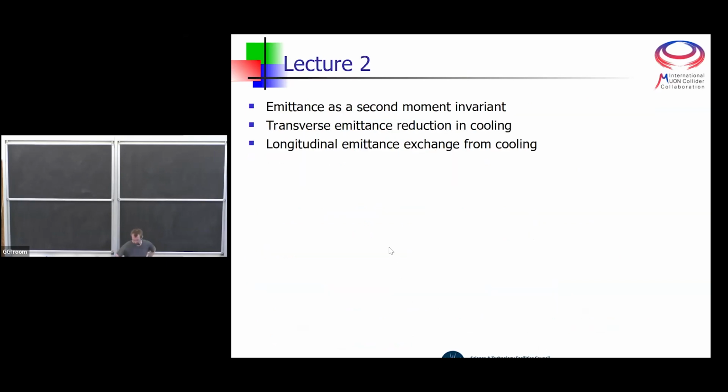Okay. So right, I'm going to go through now for lecture 2. I'm going to talk about emittance. So we'll get into cooling. First of all, I need to tell you what emittance is, and I sort of mentioned it on Monday, but I'm going to go through it in a bit more detail. I'm going to talk about second moment invariance, which I started yesterday, but I'm going to do again. Then I'm going to talk about how we get transverse emittance reduction and how cooling reduces transverse emittance. And then I'm going to talk about how we get longitudinal emittance change, and that's using something called emittance exchange.